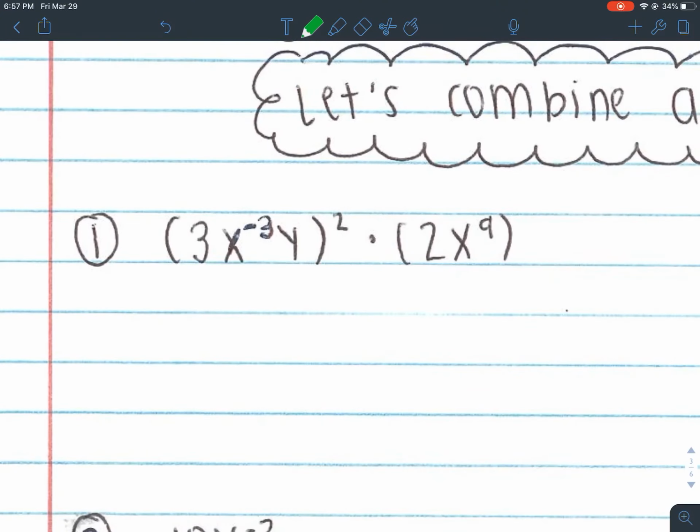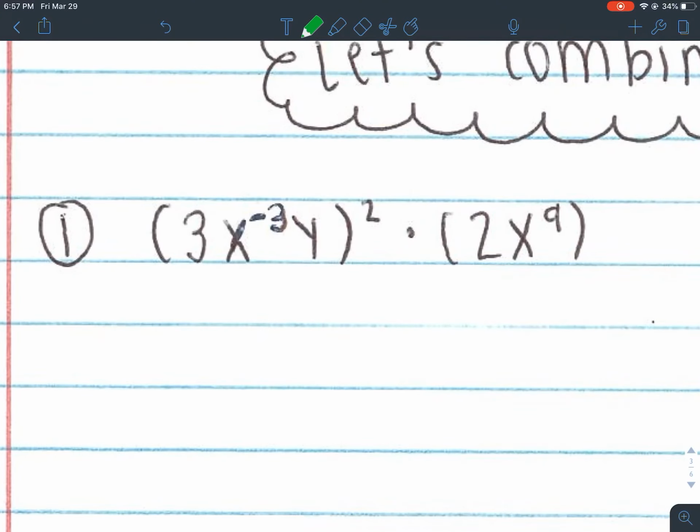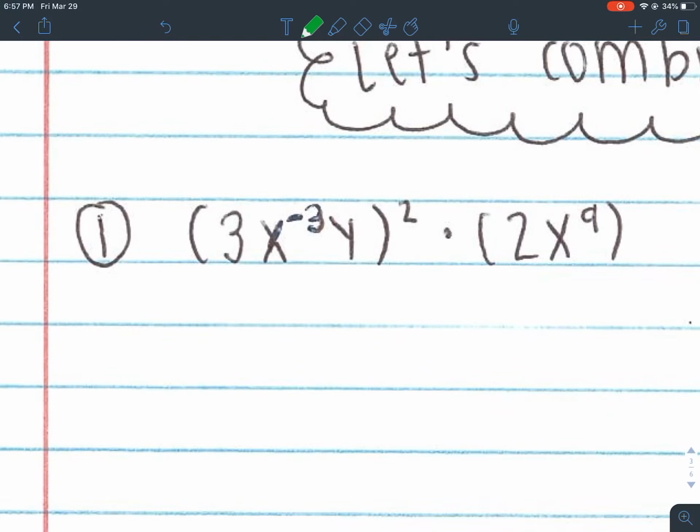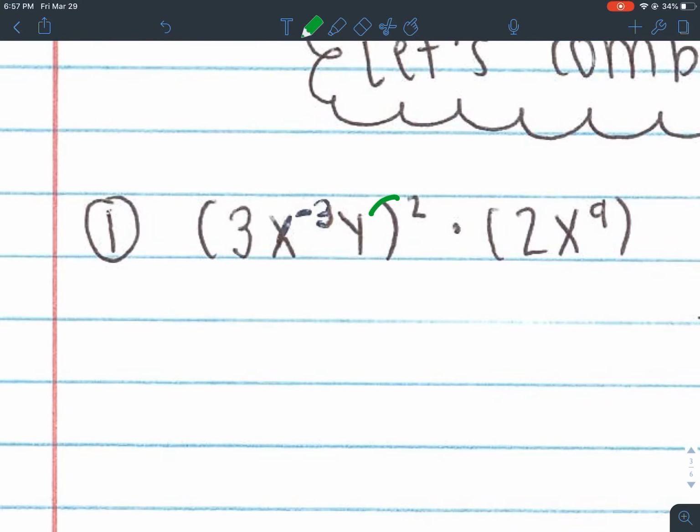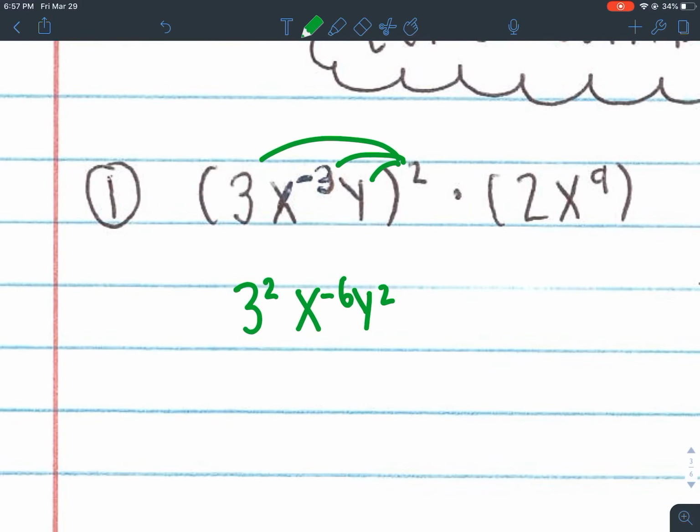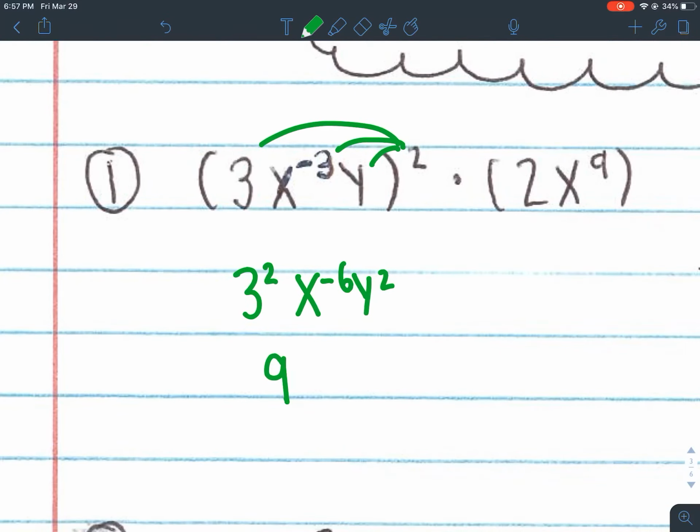Okay. So number 1, we're going to combine all these steps. Now, obviously, some of these look really overwhelming, but you want to just take it one step at a time. So first I'm going to distribute this 2 to everything in the parentheses. So I have y squared, I have x to the negative 6, and then I have 3 squared. Now remember, 3 squared is 9, so I'm going to copy those down, and then bring this down here, times 2x to the 9th.